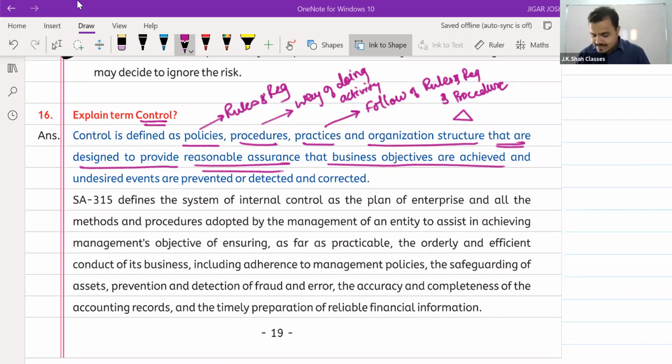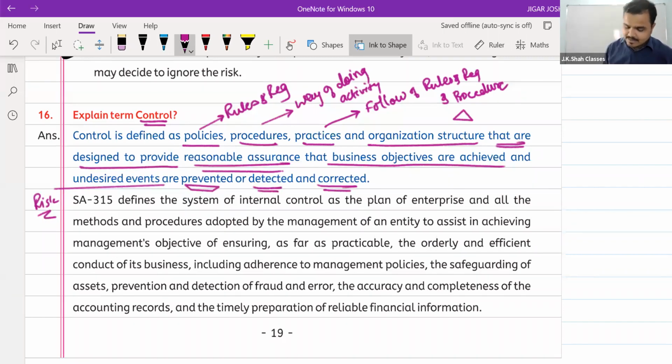Sir, controls are policy, procedure, practices, and organizational structures that are designed with an intention to what? Sir, providing reasonable assurance that your business objectives will be achieved. An undesired event, with what? Sir, something which we don't want. What you don't want, my dear chartered? Sir, risk we don't want. So such risk will be first prevented, second detected, and third corrected. Understood? That is nothing but the controls.